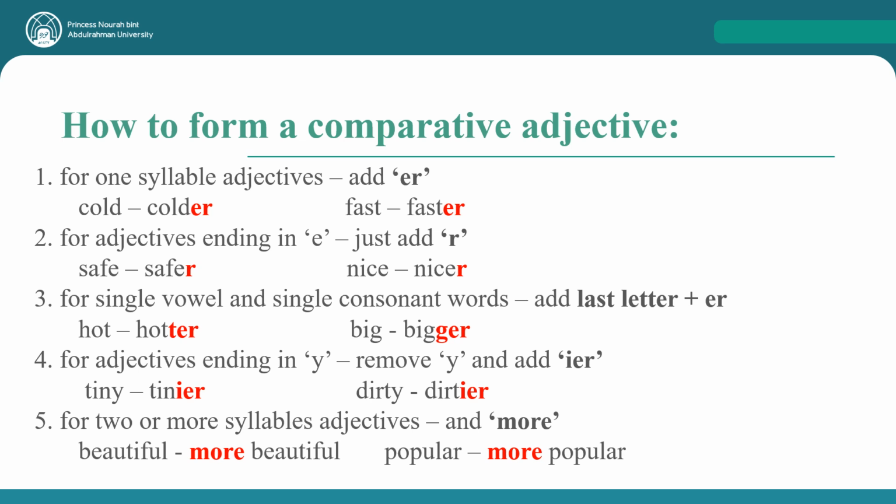For single vowel and single consonant words, we add the last letter plus er. So if you look at the word hot, we have one vowel, the o, and one consonant, a t. So we add another t plus er, and for big, we add another g plus er. And the words become hotter and bigger. For adjectives ending in y, we remove the y and add ier. So for tiny, we take away the y, we add ier, it becomes tinier. Dirty becomes dirtier. For two or more syllable adjectives, we add more.